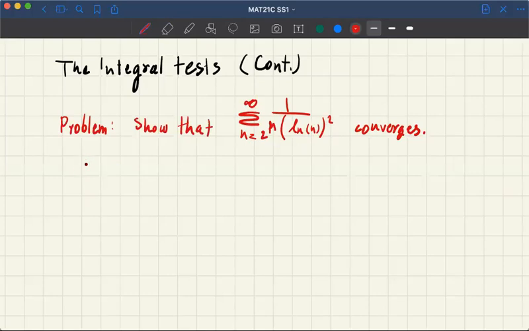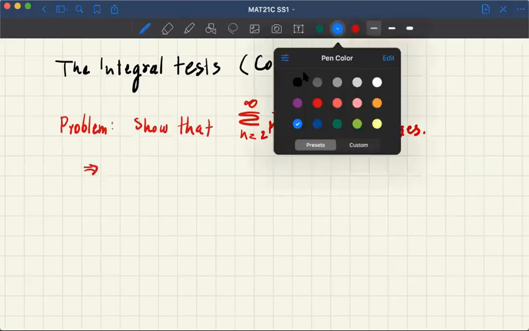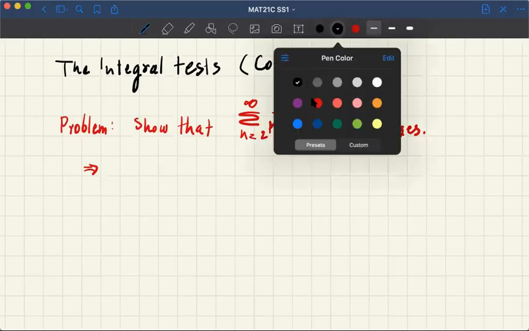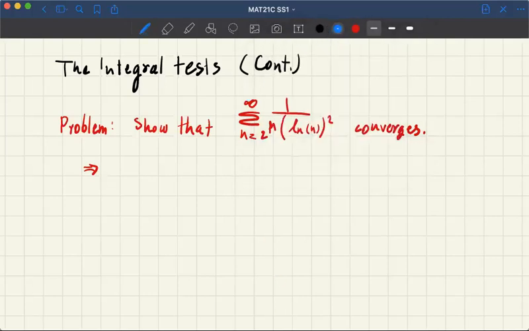Any idea how we are going to use the integral test here? What function should we pick? This is my a_n. Remember, this is my a_n. Someone say.